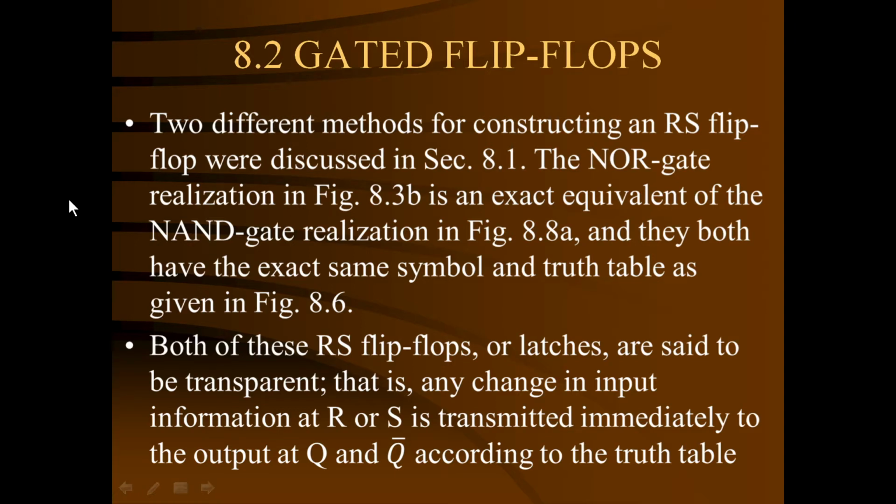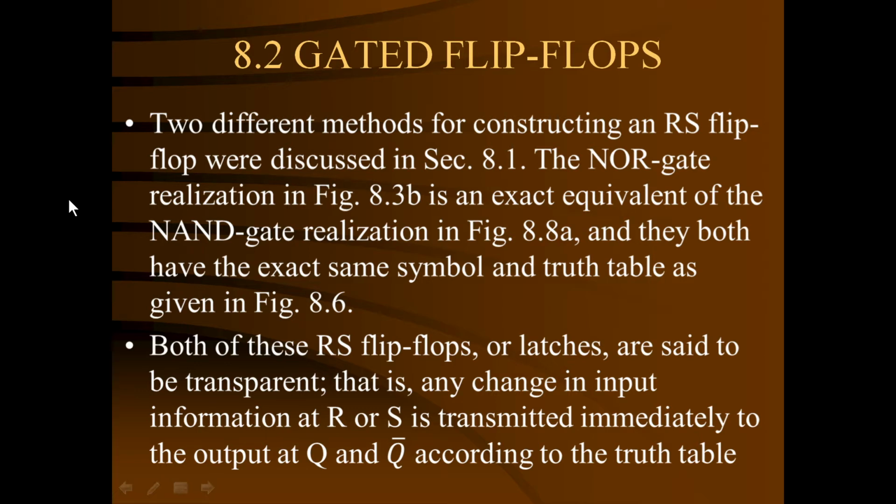So we have discussed the truth table. R is equal to 0, S is equal to 0, no change condition, or the output remains in the last state. Set condition, S is equal to 1, R is equal to 0, Q is going to be 1, Q bar is going to be 0. Then reset condition, S is equal to 0, R is equal to 1, Q is going to be 0. And S and R both 1 is the forbidden condition. So this is the truth table that we have discussed.